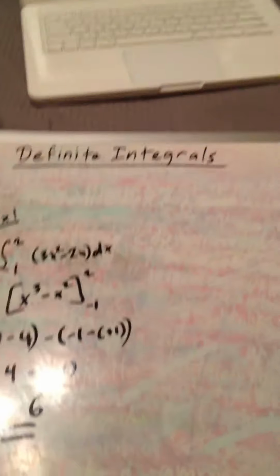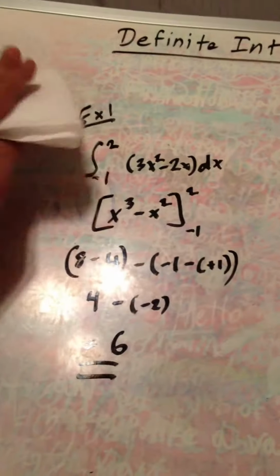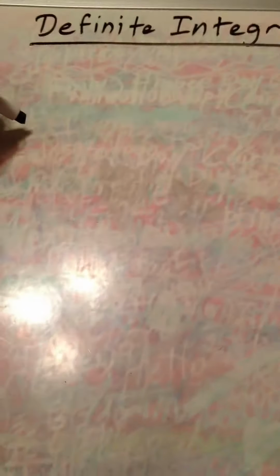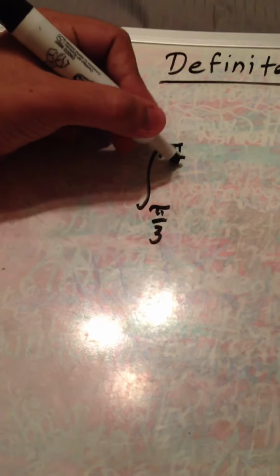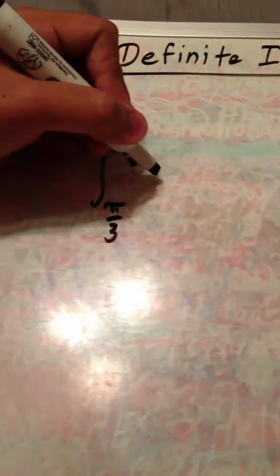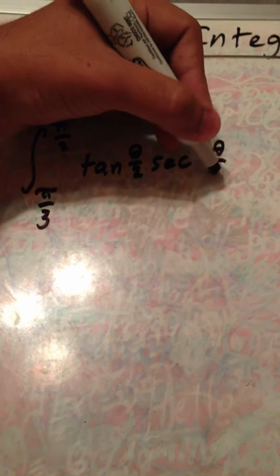Alright, so now that we covered the basics, let's move on to a different type of problem, shall we? Now let's add some trigonometry in here. Now we're going to try to find the integral from pi over 3 to pi over 2 of the tangent of theta over 2 times the secant squared of theta over 2 d theta.